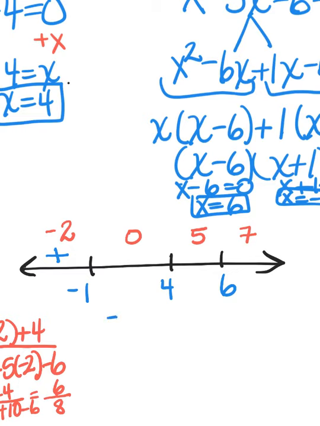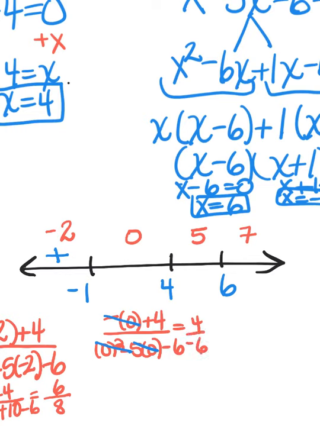So we have negative, and then 0 plus 4, all over 0 squared minus 5 times 0 minus 6. Okay, so I'm going to cancel out the things that 0 out. So I end up with 4 over -6. I have one negative, so that makes the whole fraction negative. So my second interval is negative. Now let's plug in 5.